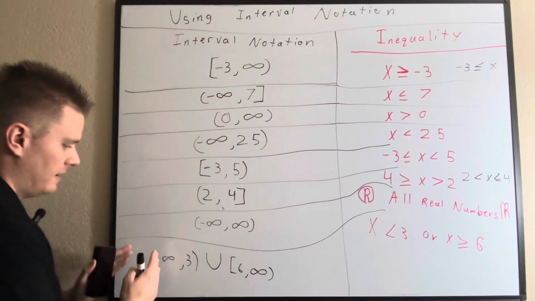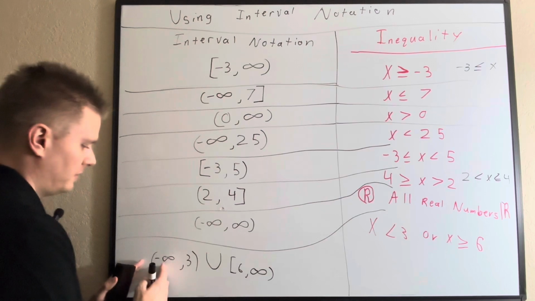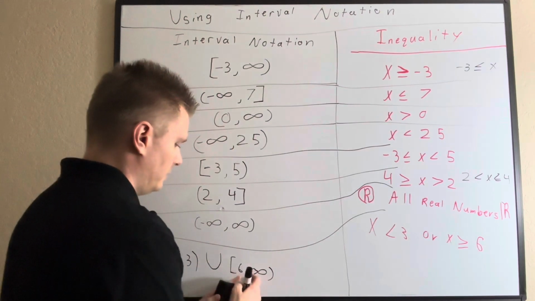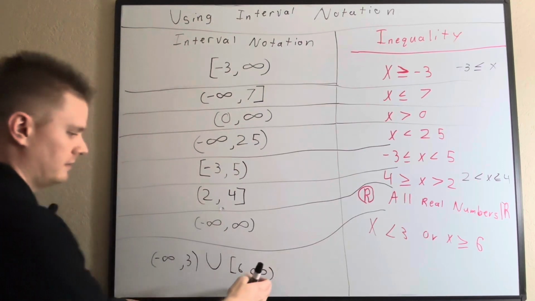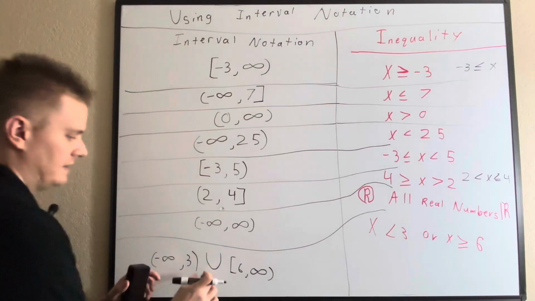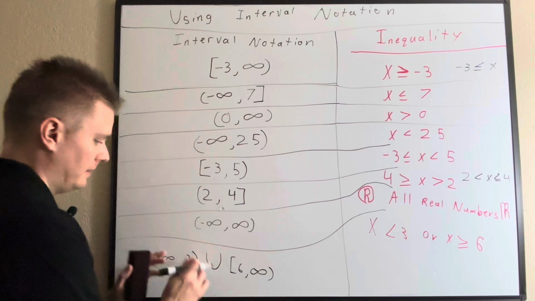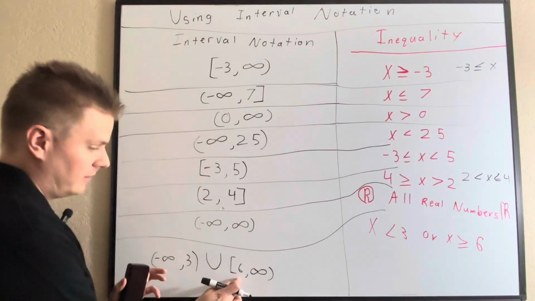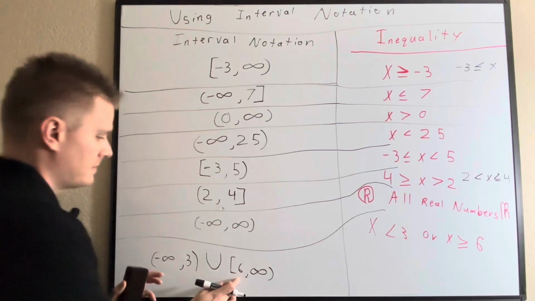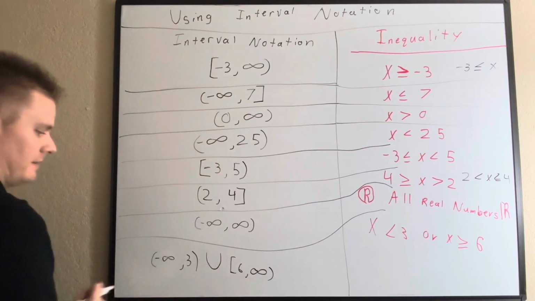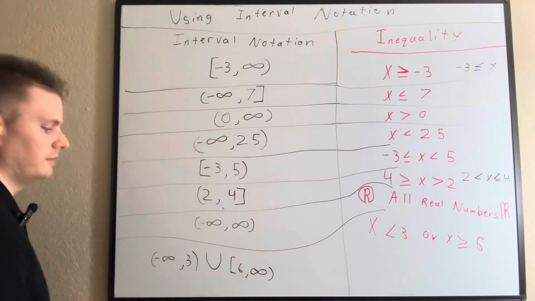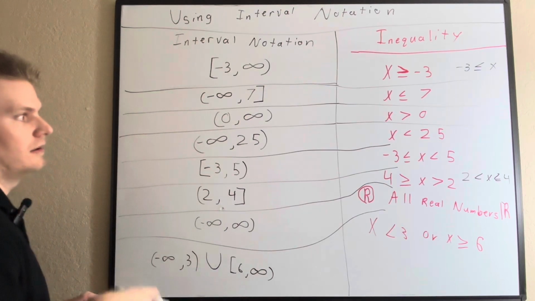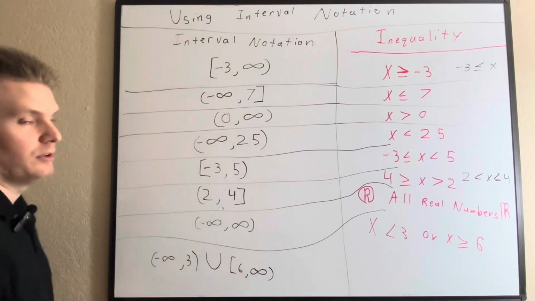So we would say all numbers less than 3 in union with all numbers greater than or equal to 6. And we skip all the numbers in between. We skip 3 through 5.9999 repeating, right? Skip all those numbers. They're not included. For some reason, we didn't like 3 or any of the numbers between it and 5.9 repeating.